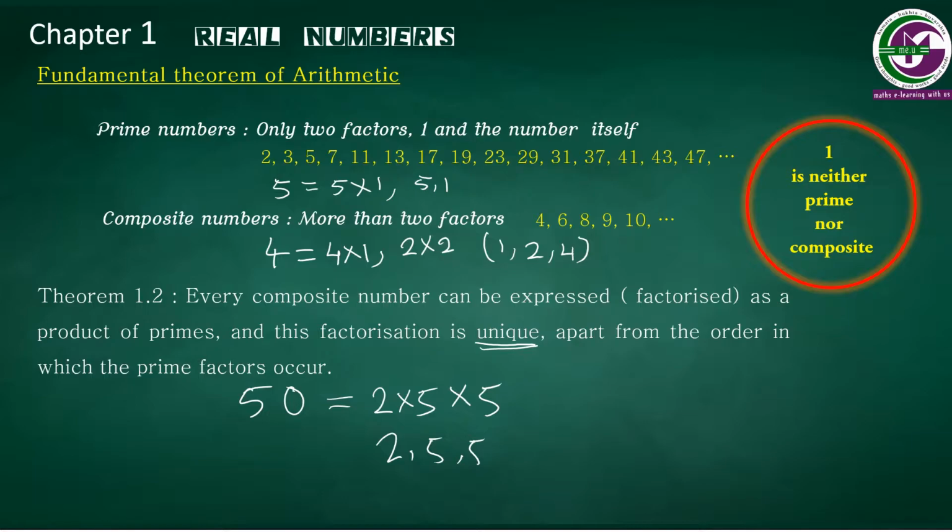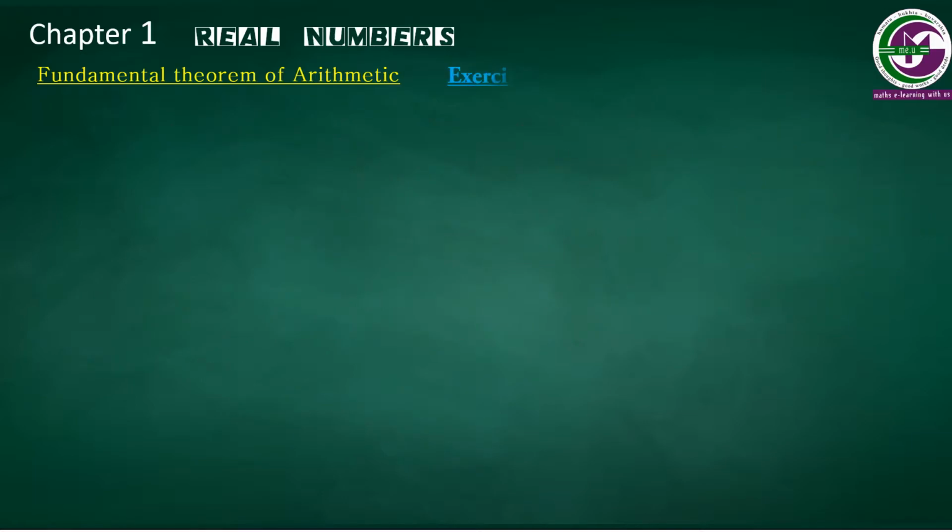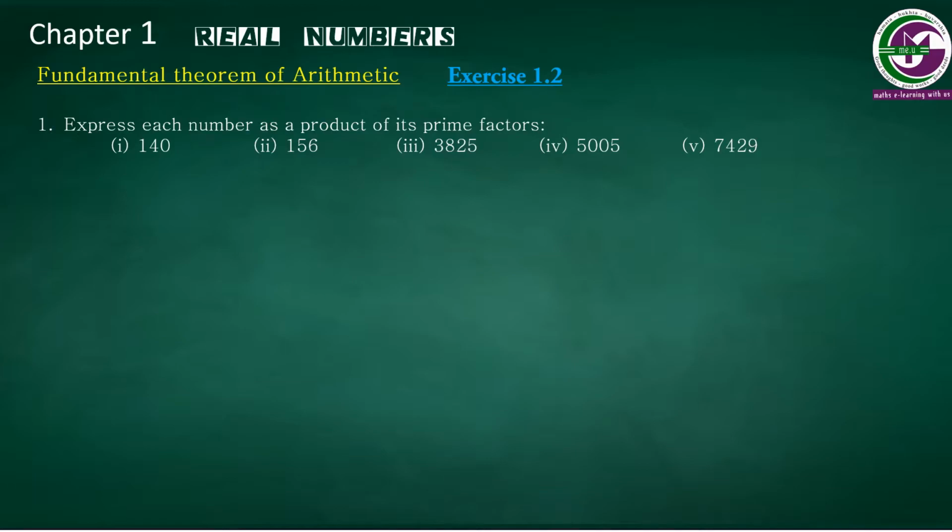Now we'll move on to the questions based on the fundamental theorem of arithmetic. Now we can solve questions of exercise 1.2. The first question is: express each number as a product of its prime factors. It is a very simple type of question, even though you can expect these types of questions for your board examinations. So I will do all these questions very quickly.